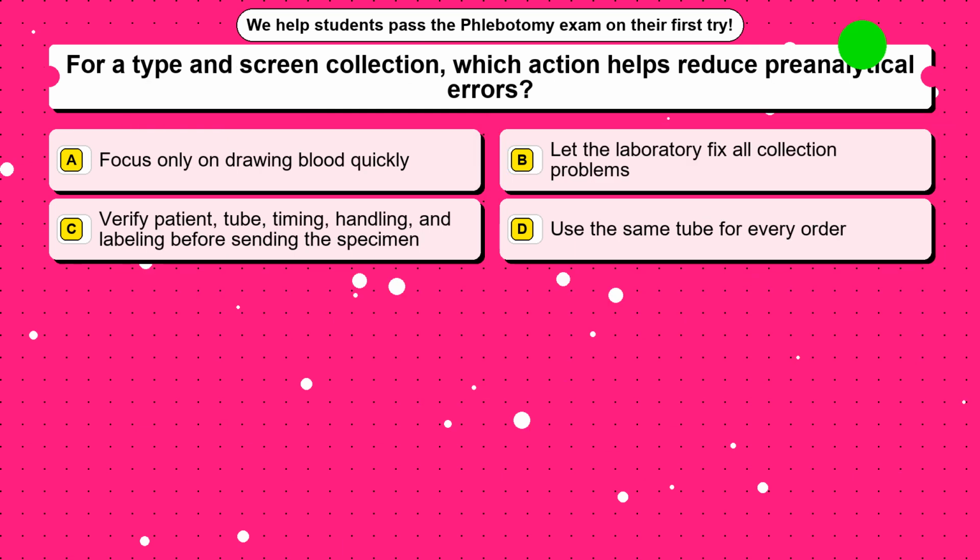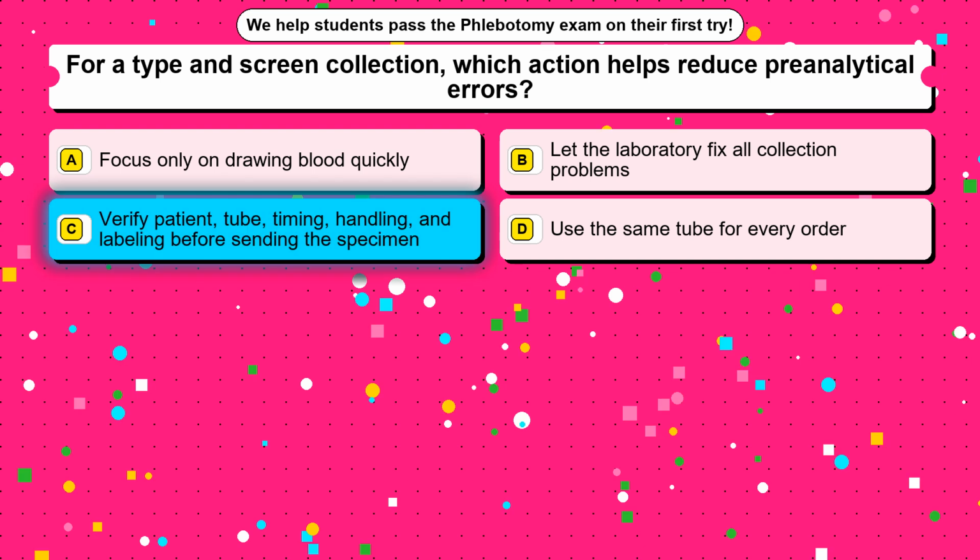Question 6. For a type and screen collection, which action helps reduce pre-analytical errors? Option A. Focus only on drawing blood quickly. Option B. Let the laboratory fix all collection problems. Option C. Verify patient, tube, timing, handling, and labeling before sending the specimen. Option D. Use the same tube for every order.